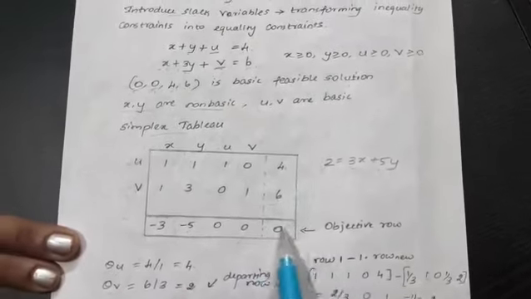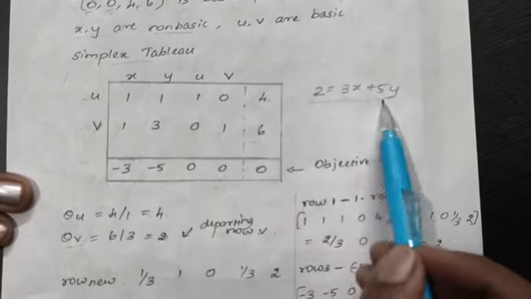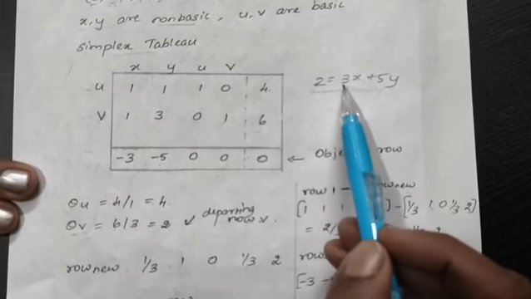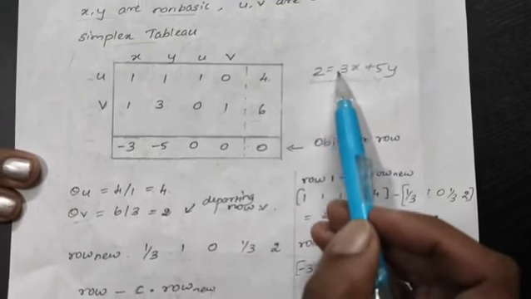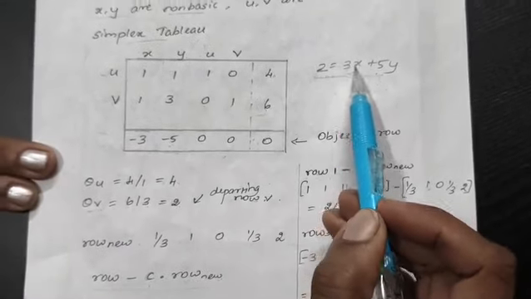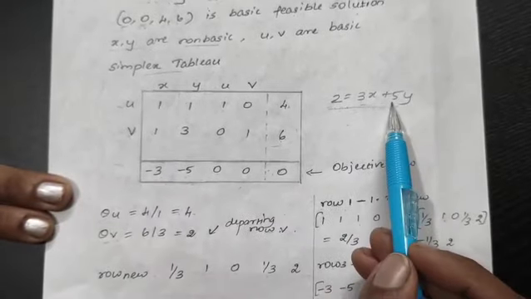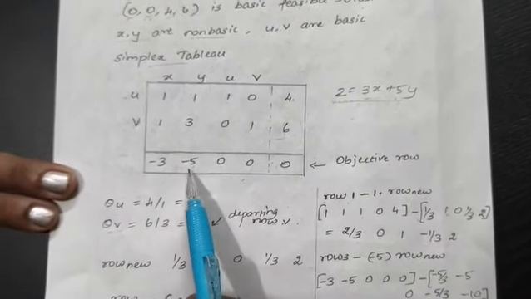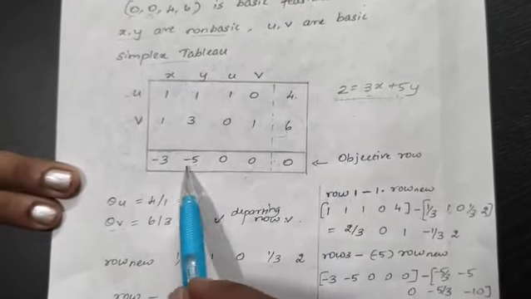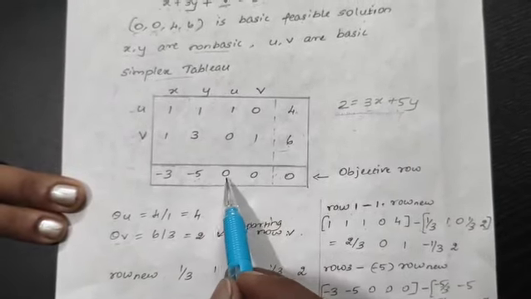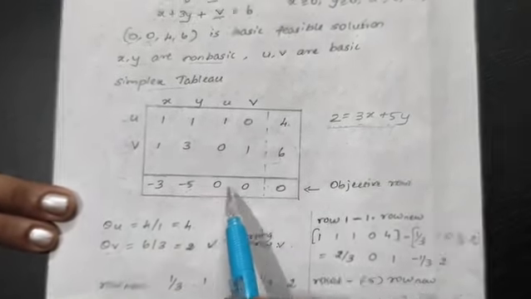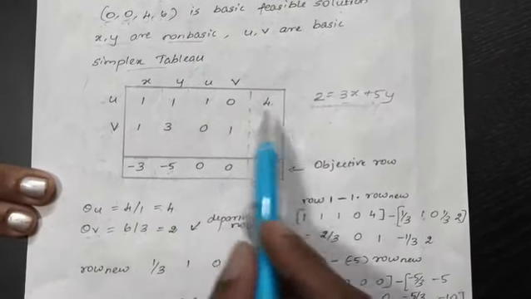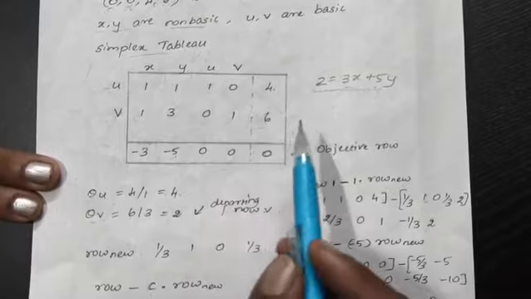Then the last row is the objective row. For that, we take the objective function and invert the sign. So for 3x, we write minus 3. Likewise, for 5y, we write minus 5. Just reverse the sign of the variable coefficients. Then we give 0 for the slack variables u and v. Then the solution is initially 0. So this is our initial table.